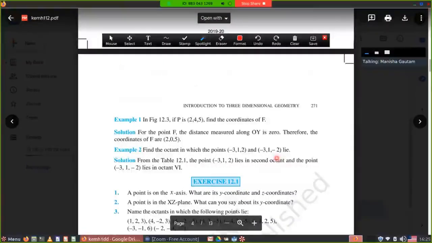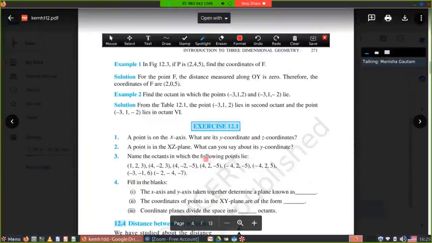Now let's discuss 12.1. A point is on the x-axis. What are its y coordinate and z coordinate? I have told you, if any point is lying on the x-axis in space, it means x is lying there, and y and z both will be 0. You can write it like this: the point will be equal to x, 0, 0.